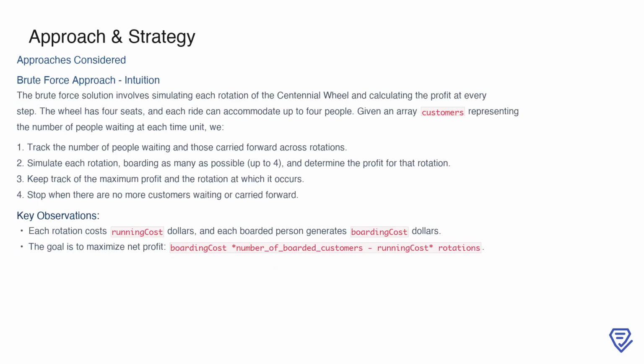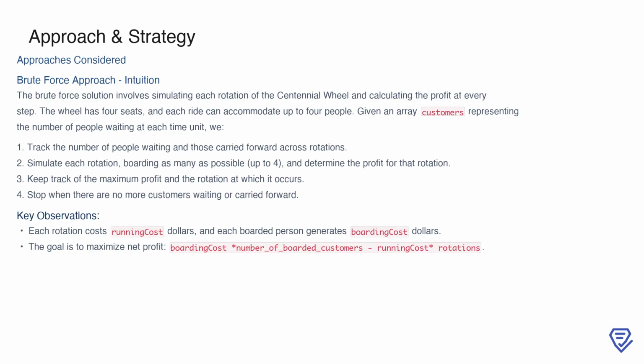To solve this problem, we first consider the brute force approach. The intuition here is straightforward: simulate every rotation of the Centennial wheel step by step. The wheel has 4 seats, so each rotation can accommodate up to 4 people. Given the customers array, which represents the number of people arriving at each time unit, we track the customers waiting and those carried over after each rotation. For every rotation, we board as many customers as possible, calculate the profit for that round, and keep track of the maximum profit and the rotation where it occurs.